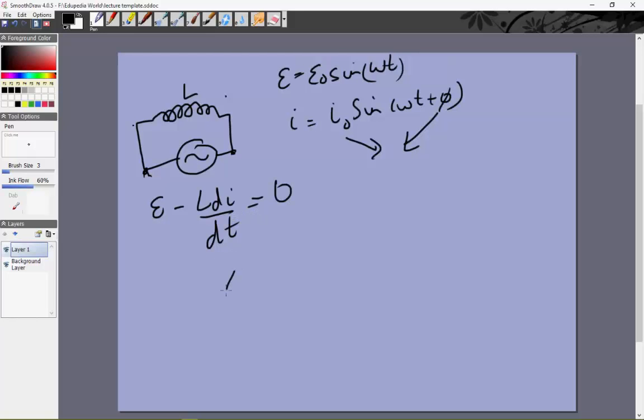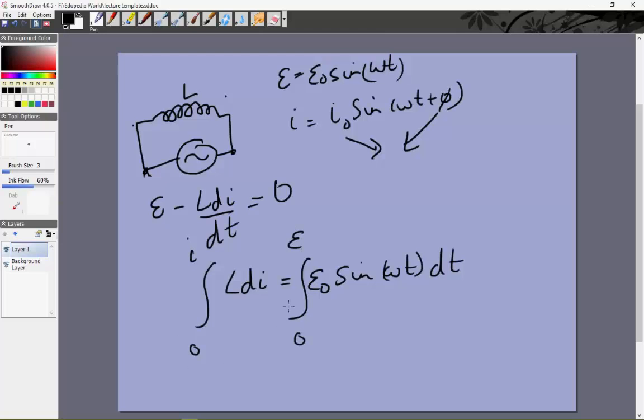From that we will get L di is equal to E dt. What is E dt? E naught sine of omega t dt. Now again it's quite easy, we'll just integrate. Initially the current was 0, finally it's I. Initially the EMF was 0, finally it's E. Initially the EMF was 0 because we've chosen E naught sine omega t.